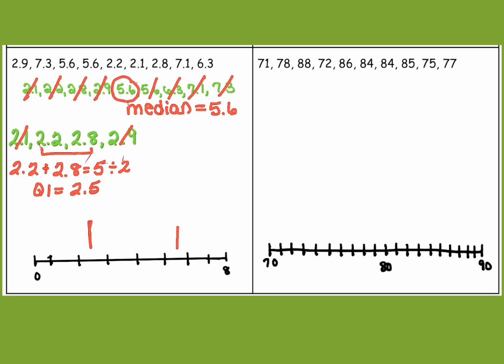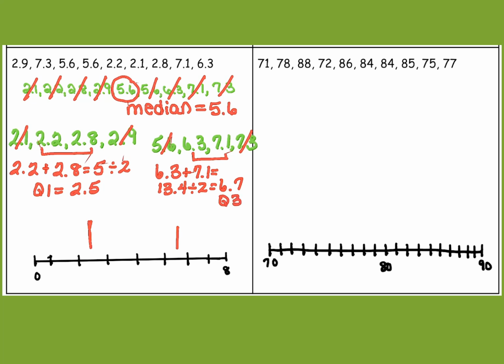Next, let's find the values for our Q3, which is our upper quartile values, and we're going to write those out, and we are going to find the middle number of those values. So here we have two numbers again that we are going to add together. 6 3/10 plus 7 1/10 is going to give us a value of 13 4/10. Now we are going to divide that by 2 because we used two numbers that we added together, and that will give us a total of 6 7/10, which we can now add to our number line as our Q3 value.